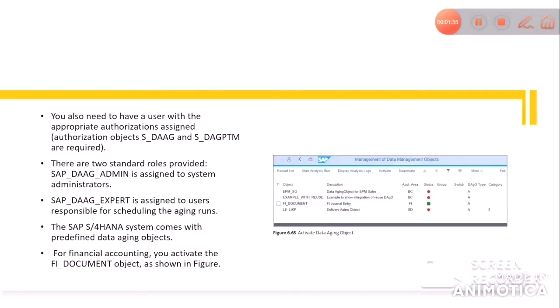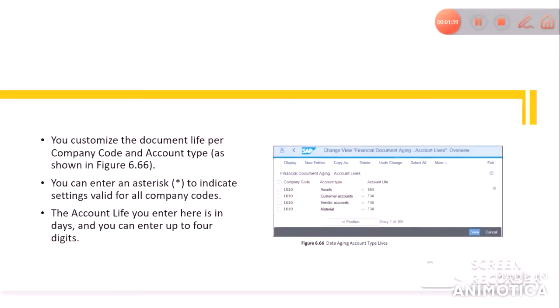You customize the document life per company code and account type. So this is again an important question: how do you customize the document life? We will customize the document life per company code and account type. You can enter an asterisk to indicate settings valid for all company codes. The account life you enter here is in days and you can enter up to 4 digits.